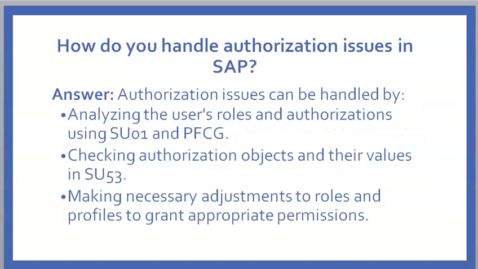How do you handle authorization issues in SAP? Answer: authorization issues can be handled by analyzing the user's roles and authorizations using SU01 and PFCG, checking authorization objects and their values in SU53, making necessary adjustments to roles and profiles to grant appropriate permissions.